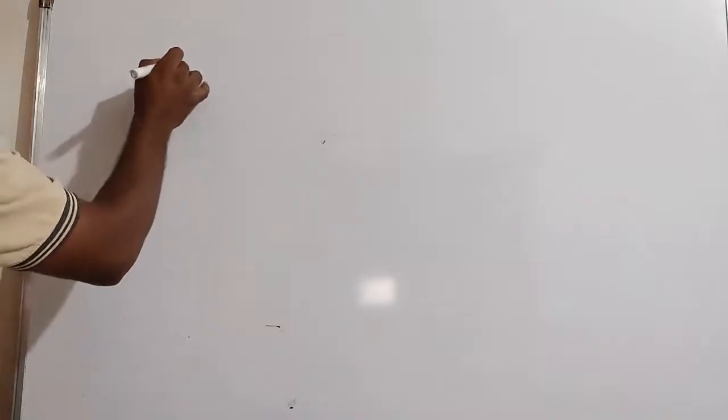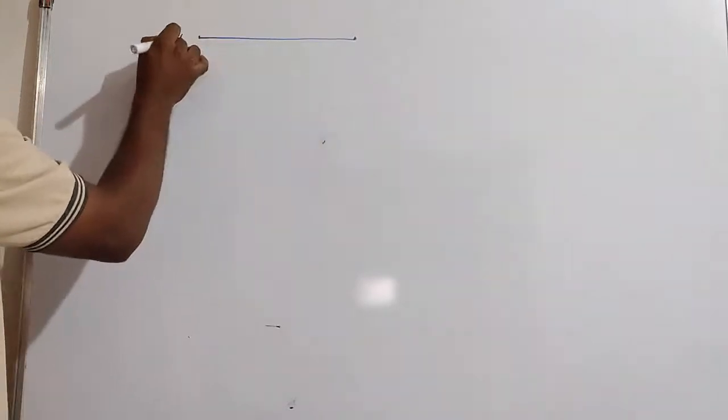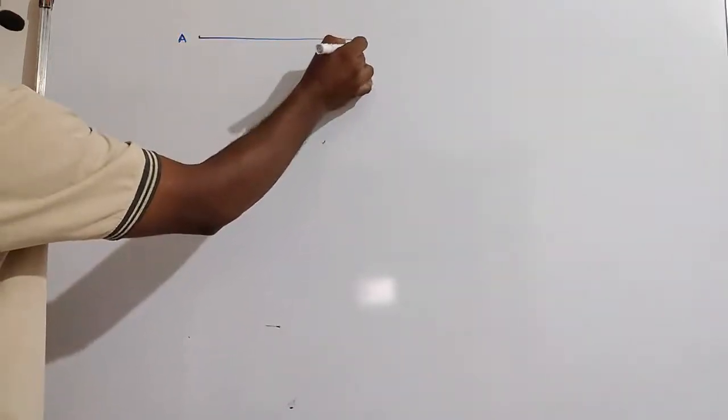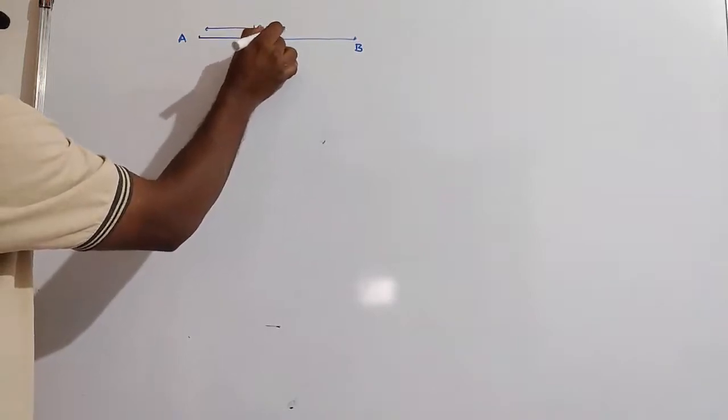See the next question, word problem. Places A and B are 100 km apart on a highway. Two places are there, A and B. The distance between A and B is 100 km.